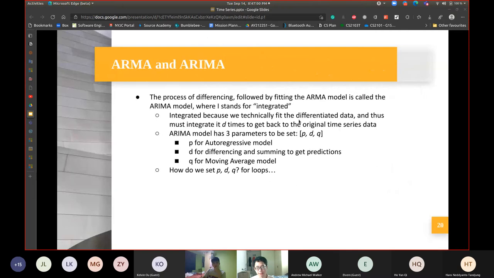Yeah. So you are fitting the differenced data, or if you use the term for continuous, the differentiated version. So you have to integrate it again to get the prediction for the original time series data. And you will integrate it d times to get the original one.